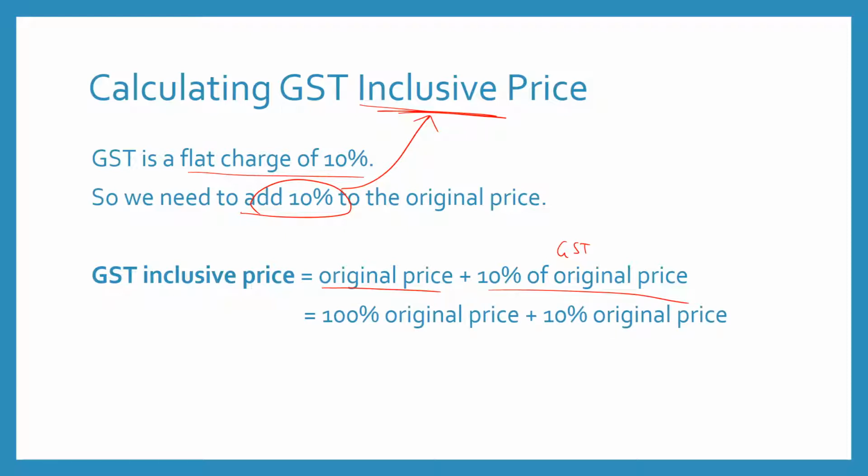We could rewrite this as we have 100% is the original, and we're adding another 10% on, which is the GST. So we're going to end up with 110%, which would be easier to write as a decimal. So we're going to get that the GST inclusive price is 1.1 times the original price.